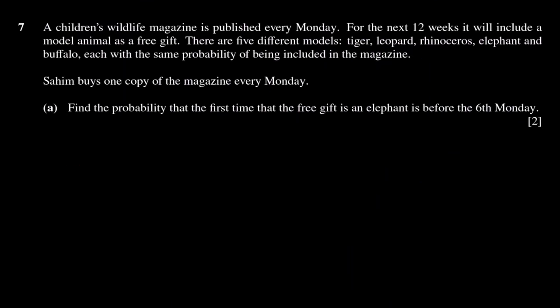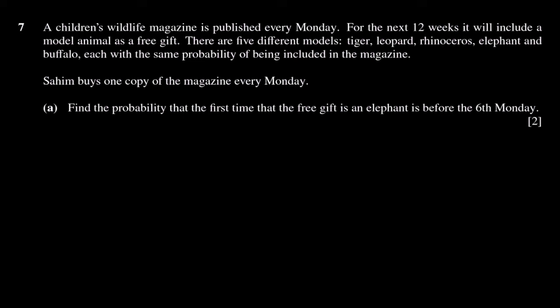Okay, here we've got question 7. A child's wildlife magazine is published every Monday. For the next 12 weeks, it will include a model animal as a free gift. There are 5 different models: tiger, leopard, rhinoceros, elephant, and buffalo, each with the same probability of being included. He buys 1 copy of the magazine every Monday. Find the probability that the first time that the free gift is an elephant is before the 6th Monday.